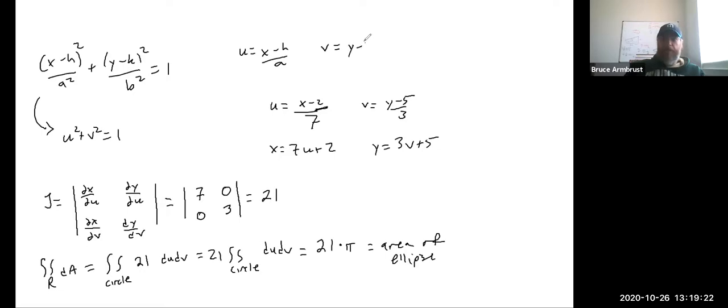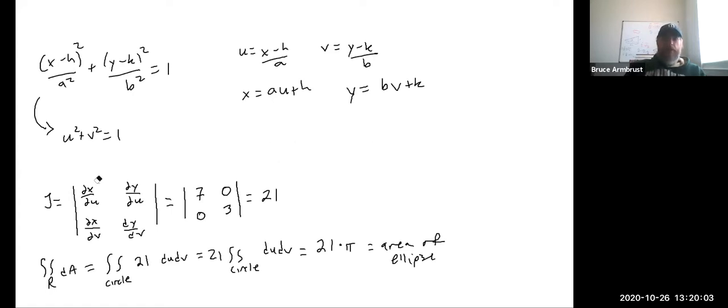Same kind of trick, right? We'll make it y minus k over b. So if we allow u and v to be these two things, squared, they become u squared plus v squared. All right, so then we need to solve those for x and y. So we've got x is equal to au plus h, and y is equal to bv plus k. Notice how it's following the pattern.